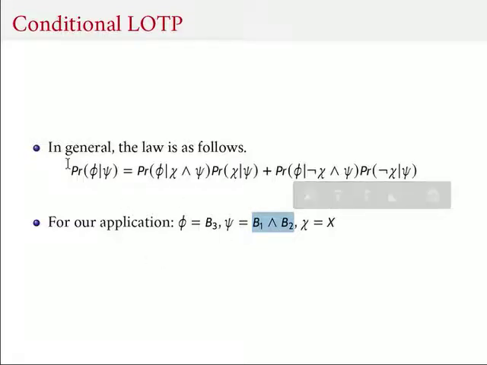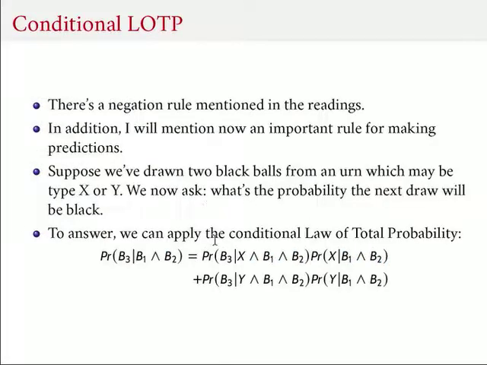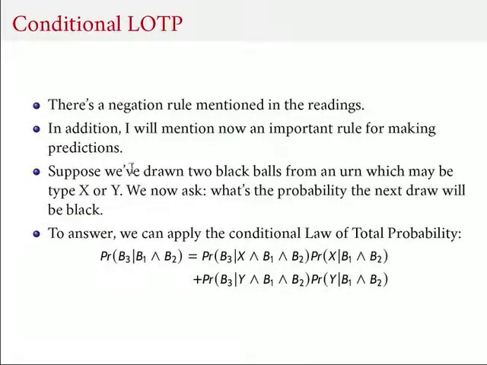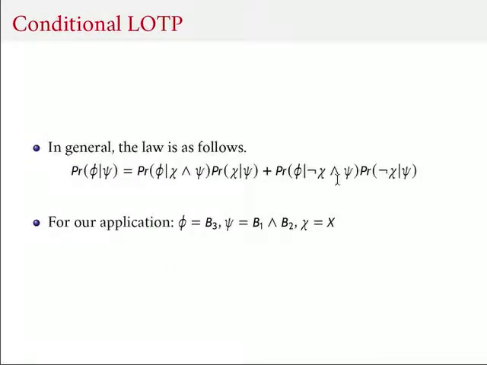Again, the reason we're using these fancy Greek letters is that these can be sentences of any complexity. In the case of answering a question about what the next draw will be, psi was a conjunction of B1 and B2. Then chi is X, that the urn is type X. And not chi is not X, which is the same as Y, because in the setup we're assuming that the urns we're drawing from are either type X or type Y, which is to say that if the urn is not type X, then it is type Y.